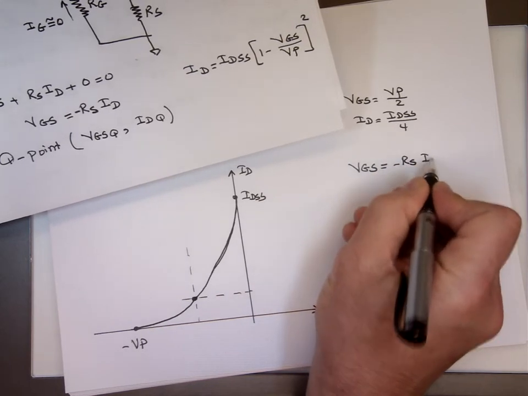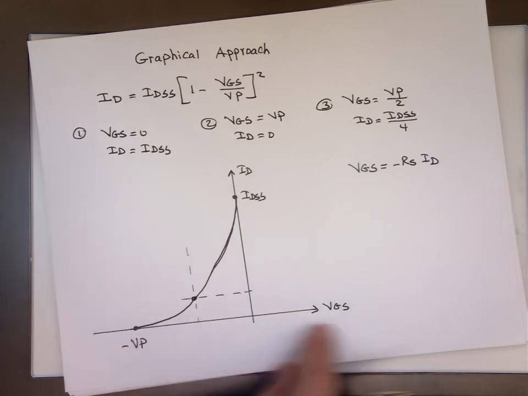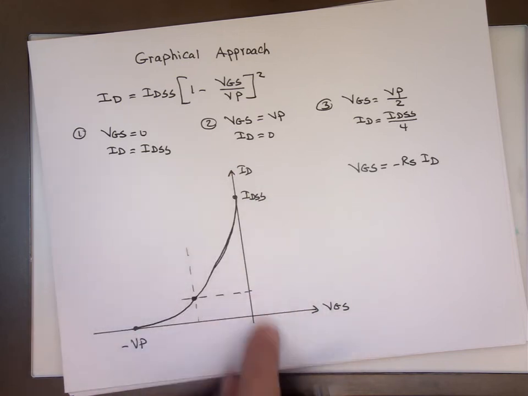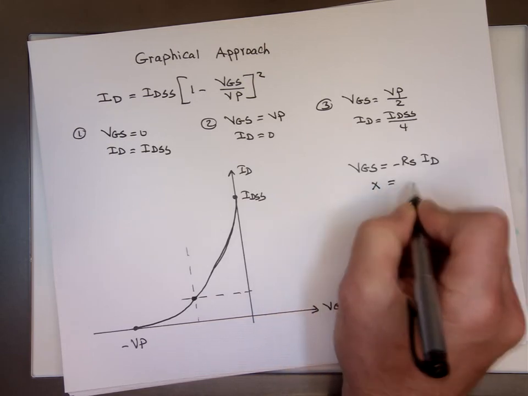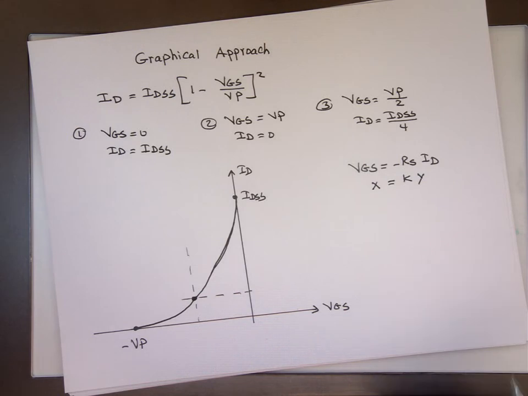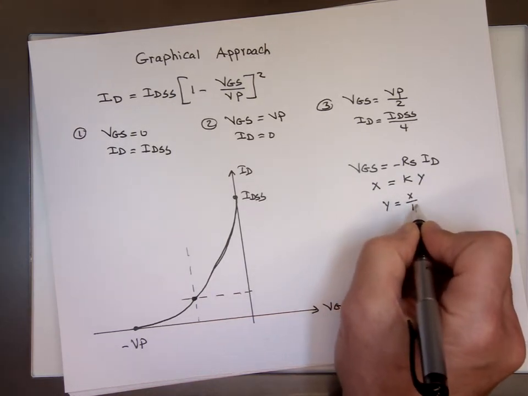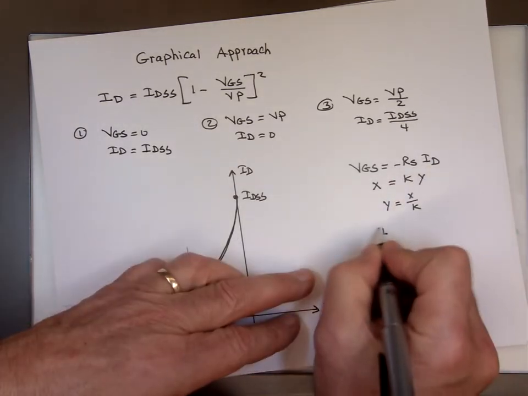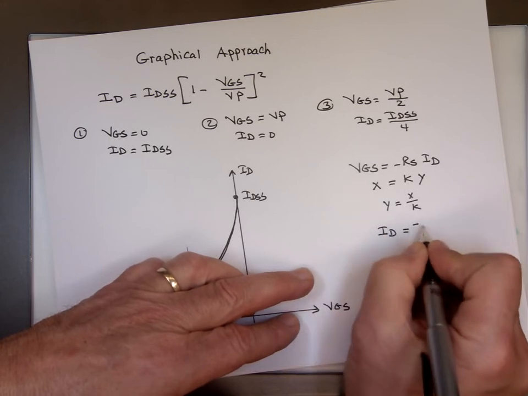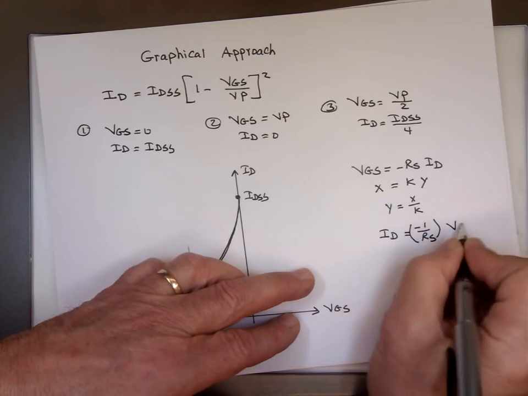Now, if you look at this graph here, VGS is really your x-axis, and I sub D is your y-axis. So if you have an equation that looks like x equals k times y, and I say solve it, you'll say y equals x over k. Well, if we do that here, that tells me I sub D is equal to negative 1 over R sub S times VGS. This is a straight line.